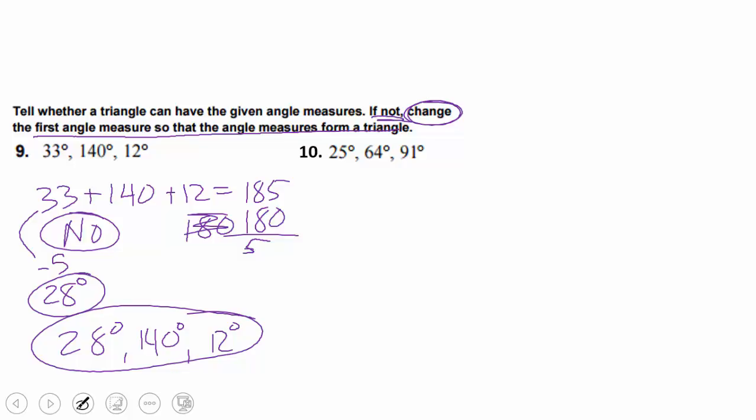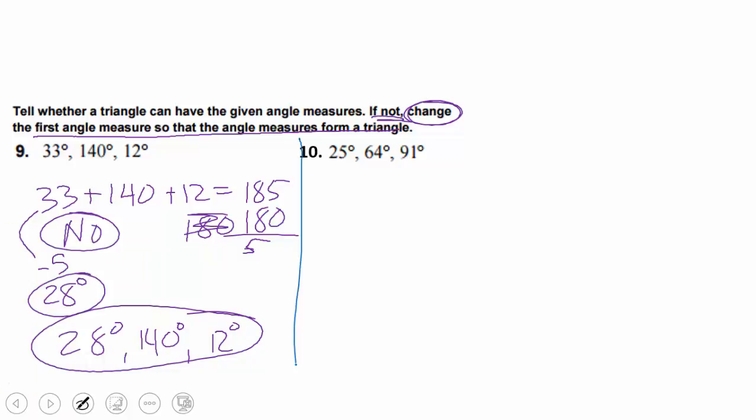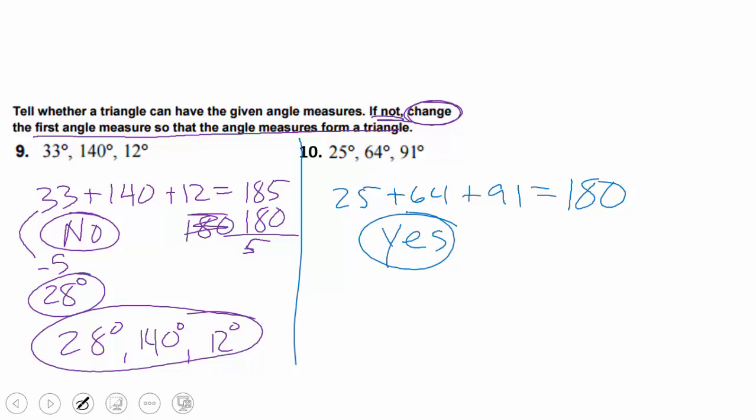Moving right along, we will go with the second, number 10. 25 plus 64 plus 91. And if you add those three together, they equal 180 degrees exactly. So yes, these angles do form a triangle. So that's all it's asking you to do. If it does not form a triangle, you have to find out what you have to do to make it form one, and then either add or subtract, because sometimes it could be less, sometimes it could be more, and make that angle so that you would have a triangle.